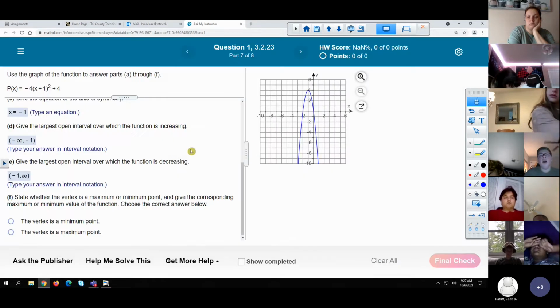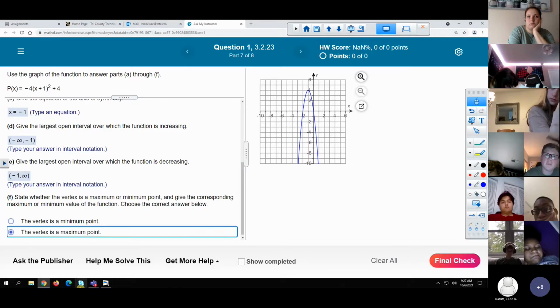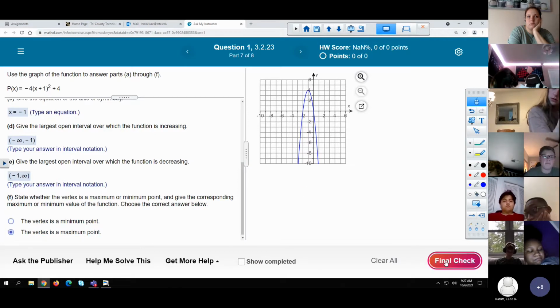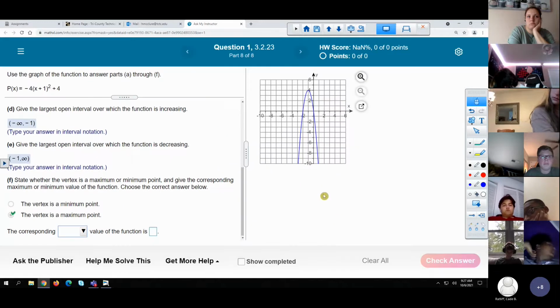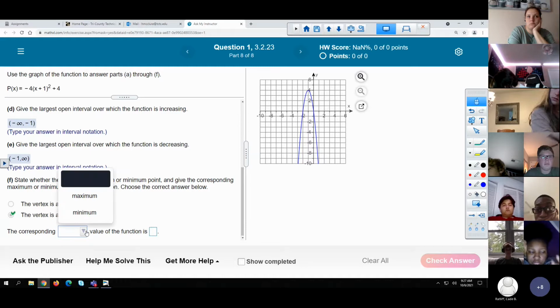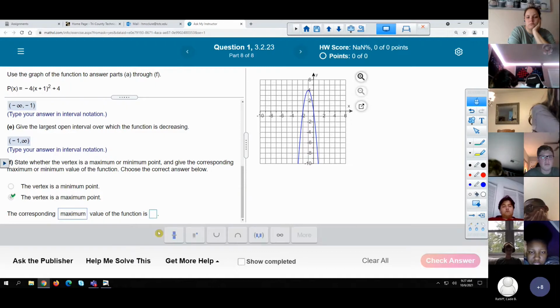And they can't ask you, well, in this case, since it's concave down, what is the vertex, the max or the min? Maximum. Max. Think of it as a mountain. My God. The corresponding maximum value, well, that's the vertex. Why are they asking that again?